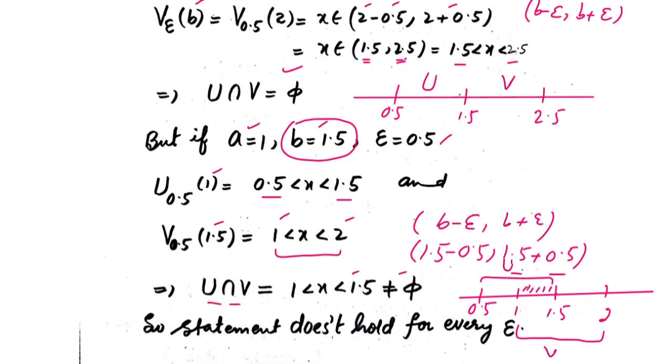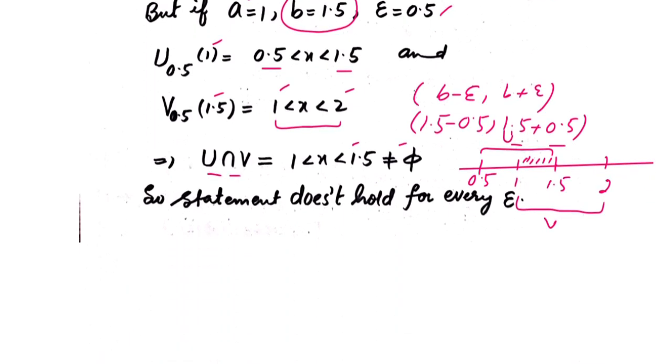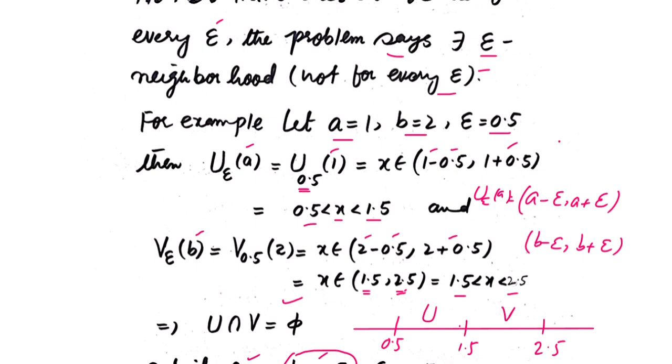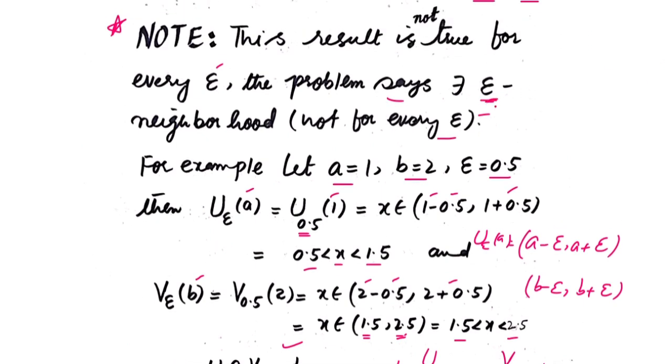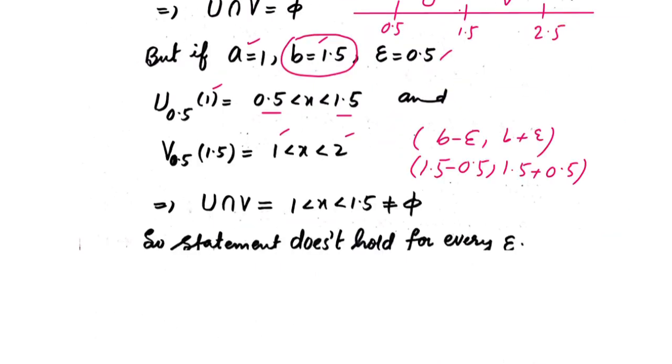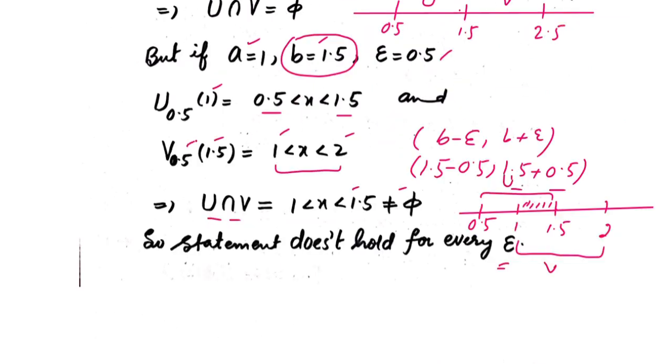So this shows that this statement does not hold for every epsilon. Actually this statement just says there exists an epsilon. It means there exists at least one epsilon for which their intersection will be empty. But this statement does not say that this intersection will be empty for every epsilon, because you can find some epsilon for which their intersection is non-empty.